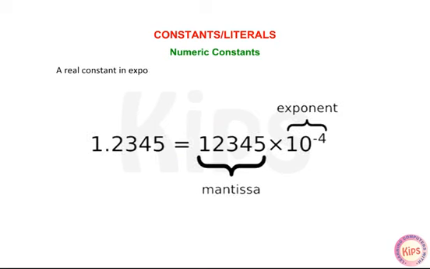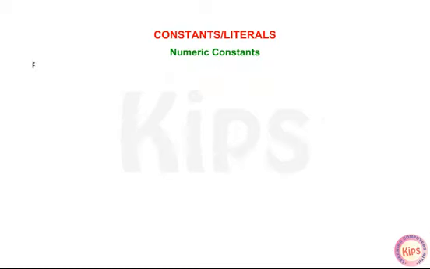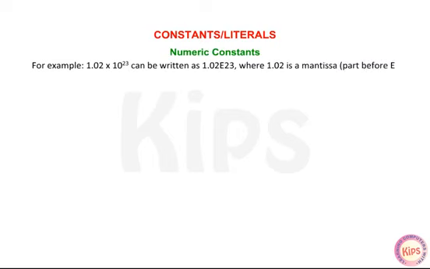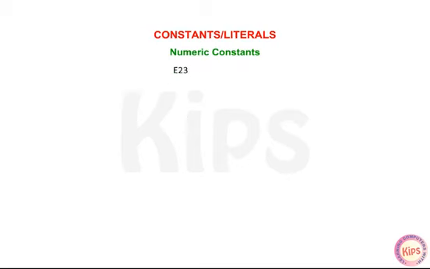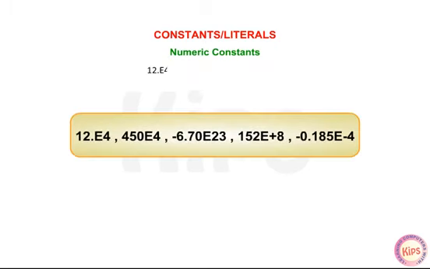A real constant in exponent form consists of two parts, mantissa and exponent. For example, 1.02 times 10^23 can be written as 1.02E23, where 1.02 is the mantissa part before E and 23 is the exponent part after E. E23 represents 10^23. The valid real literals in exponent form are as follows: 12.E4, 450E4, -6.70E23, 152E+8.